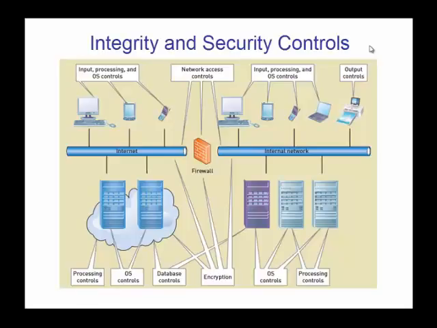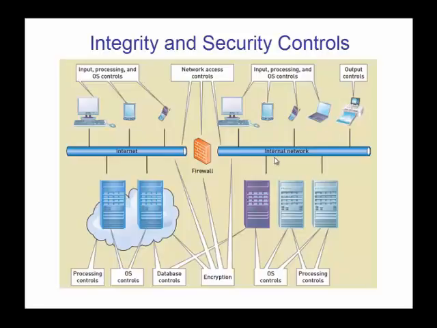Integrity and security controls have to be designed in to protect the system from either accidental or deliberate attempts to compromise the system. Integrity controls and security controls have a lot of overlap. One way of thinking about the difference is integrity controls need to be designed in for each specific application or system, whereas security controls tend to be designed in to protect all of the applications or all of the systems in a comprehensive way.